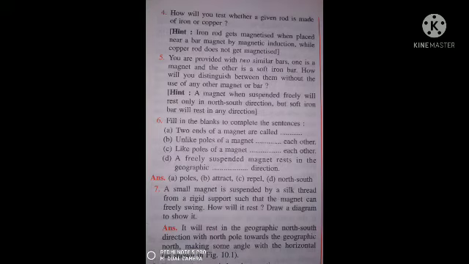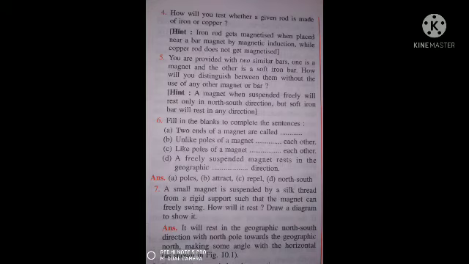Question number 5. You are provided with two similar bars. One is a magnet and the other is a soft iron. How will you distinguish between them without the use of any other magnet or bar? Answer: a magnet when suspended freely will rest only in the north-south direction, but a soft iron bar will rest in any direction. Then question number 6 is fill in the blanks. The answer is already given.